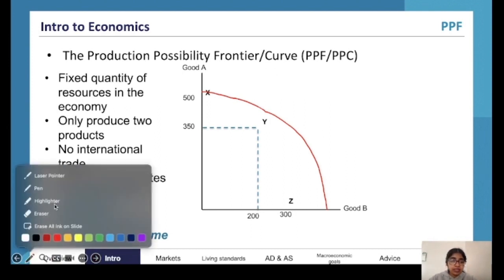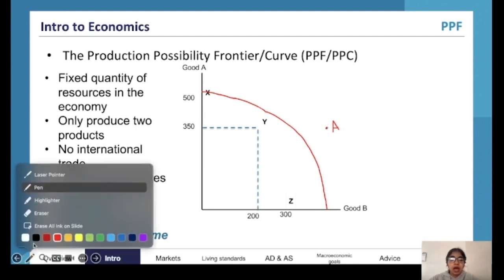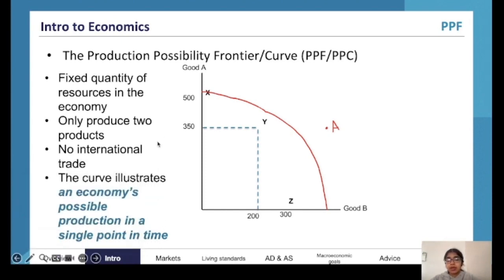And finally, let's say we had a point here. So let's say we had point A, right here. At point A, it's outside the PPF. So it's actually not possible to produce at point A. Because it's outside the PPF, we can't produce outside our full capacity. So that's why we can't produce at A.